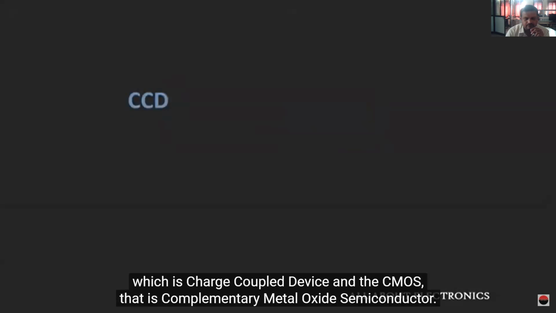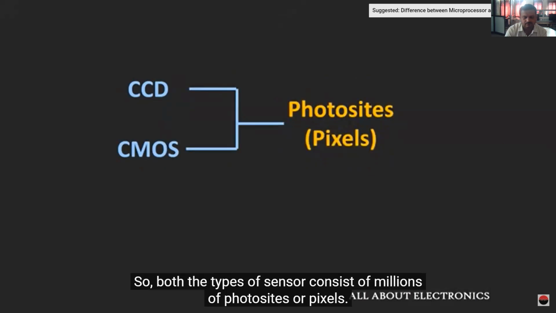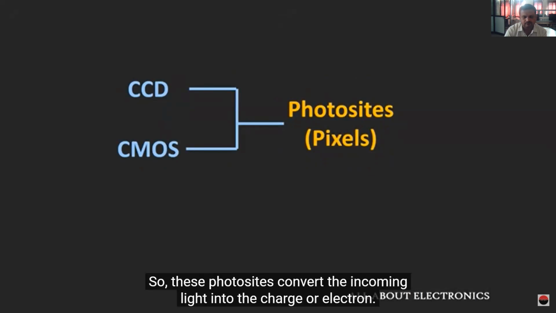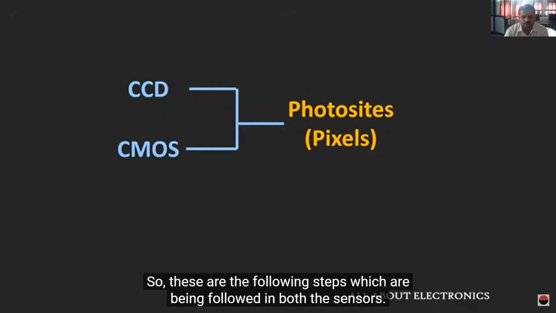Two types of imaging sensors which are quite commonly used in imaging are CCD, which is the charge coupled device, and the CMOS, that is complementary metal oxide semiconductor. Both types of sensor consist of millions of photosites or pixels. These photosites convert the incoming light into charge or electrons. Although these two sensors are quite different, they are common in many aspects. These are the following steps which are followed in both the sensors.